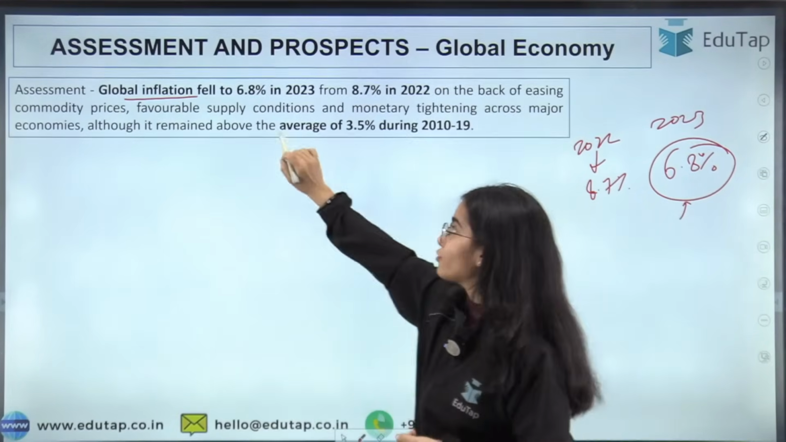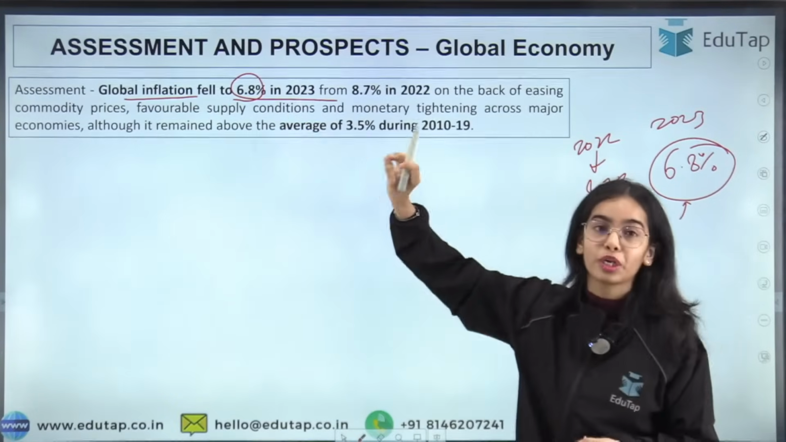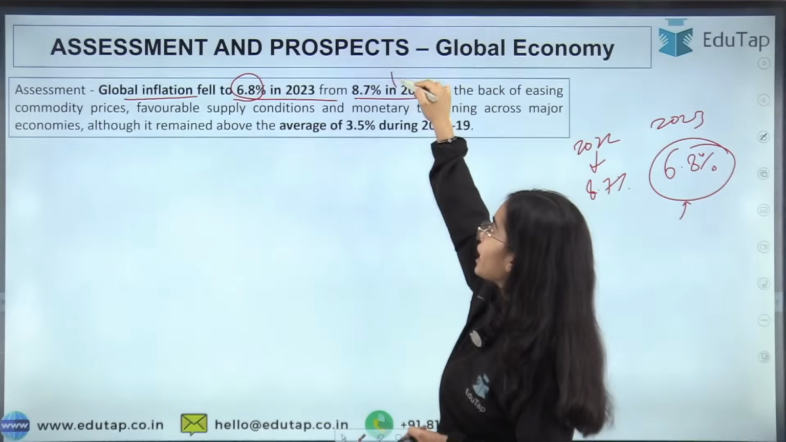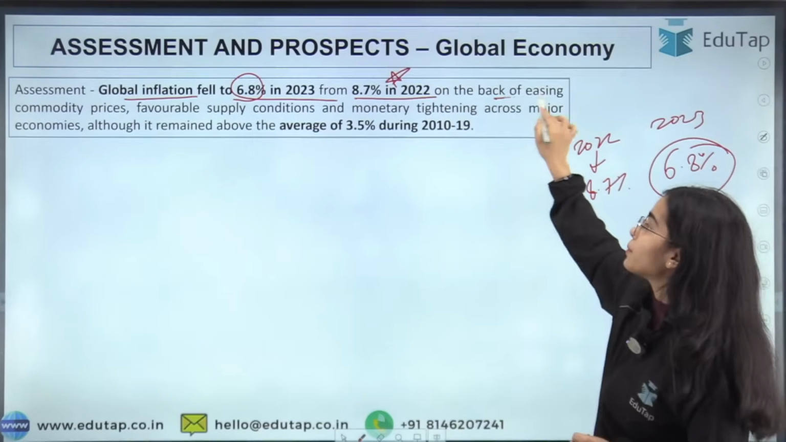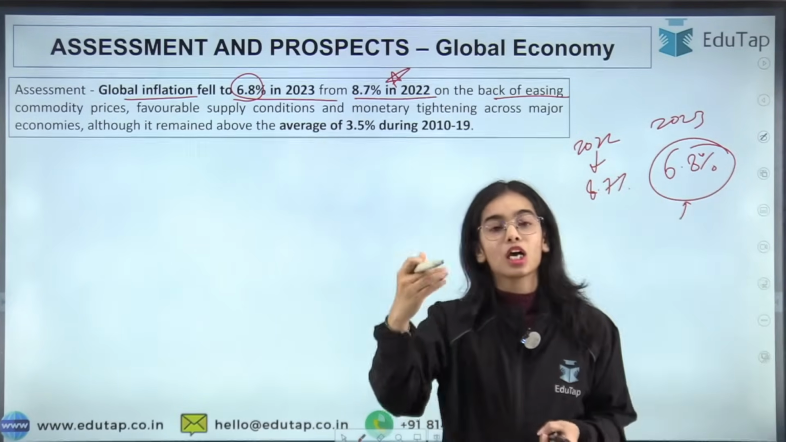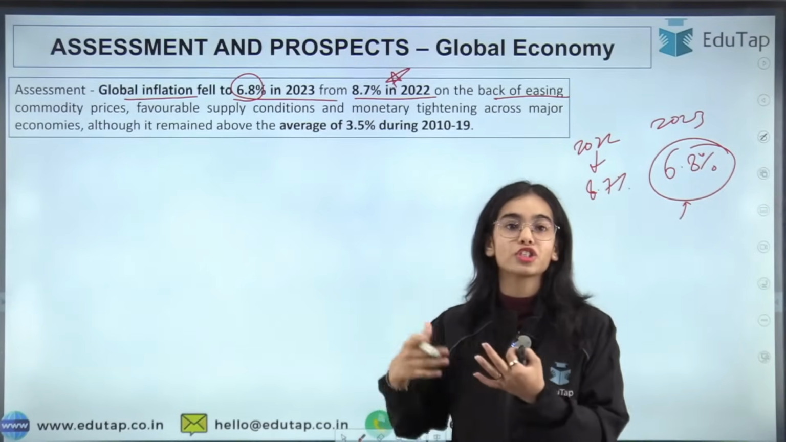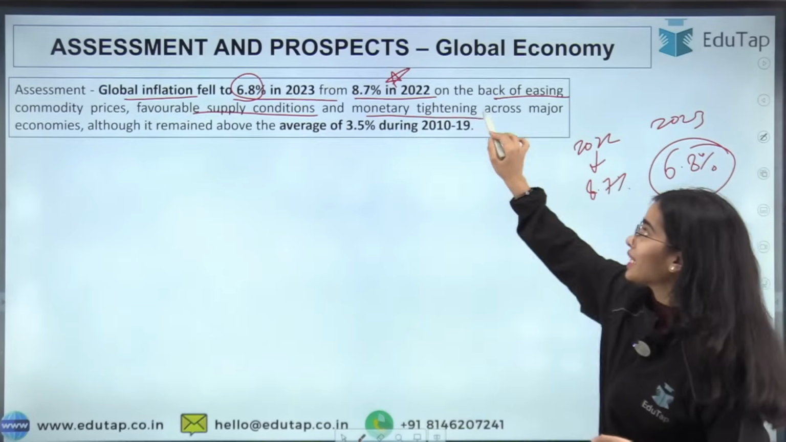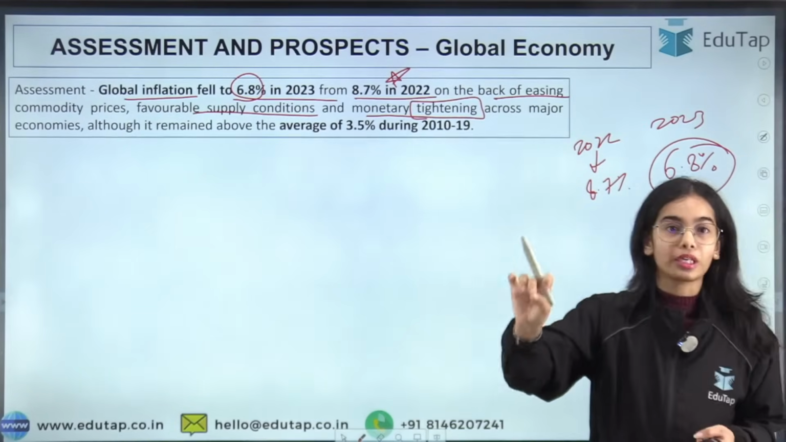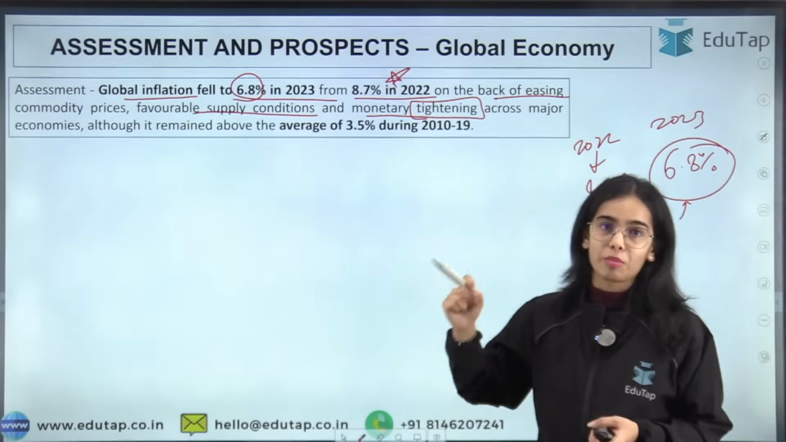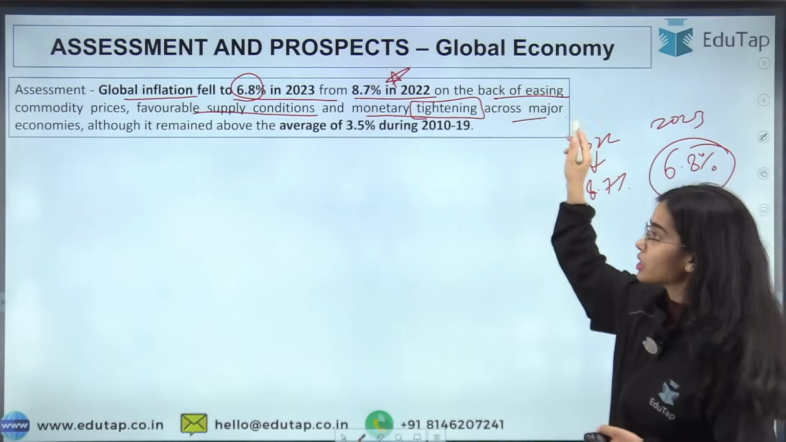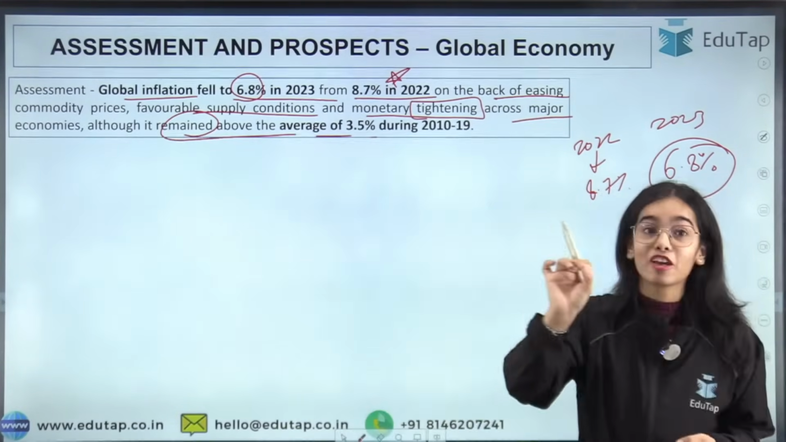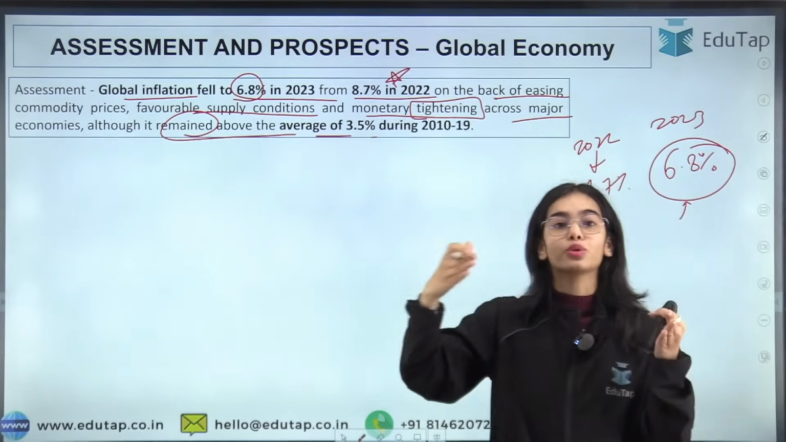Global inflation fell to 6.8% in 2023 from 8.7% in 2022 on the back of easing commodity prices. Commodity prices started to reduce, the supply chain started to become better, favorable supply conditions, and monetary tightening that was done by the monetary authorities of the advanced economies and the emerging markets across the major economies, although it remained above the average of 3.5% during 2010 to 2019.